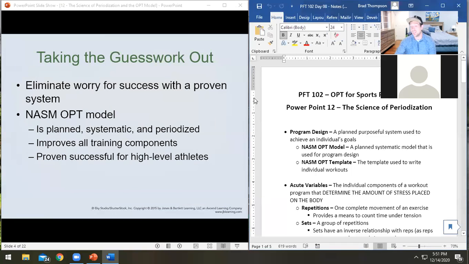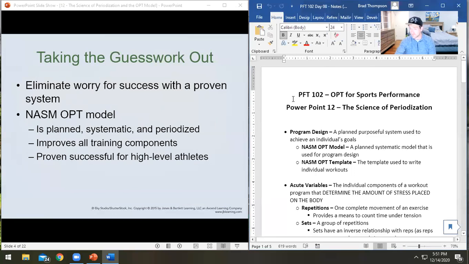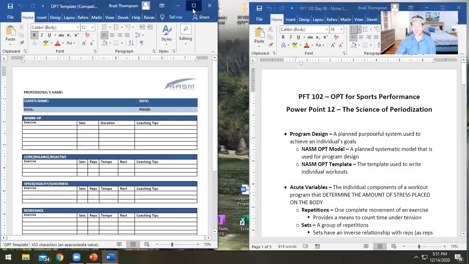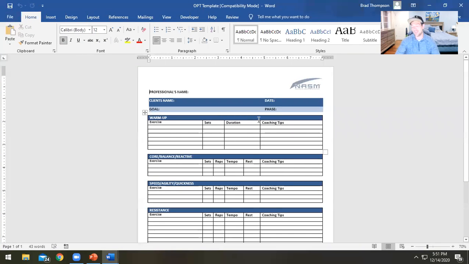And if you ever see the definition of the OPT model, what they'll say is it's a planned, systematic model that is used for program design. And then obviously you are going to write out your workouts on OPT templates, which is this version of a workout sheet. I think that this is great.